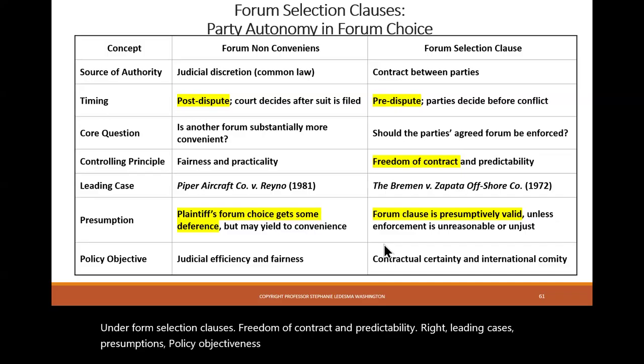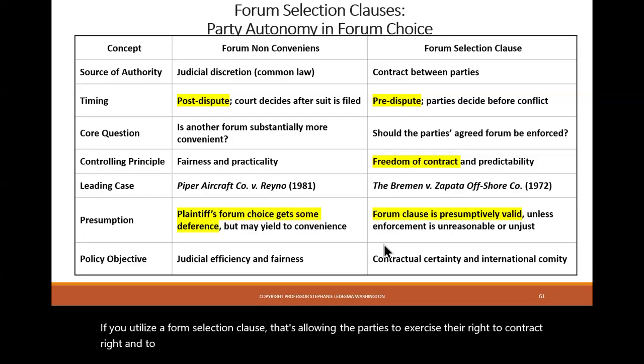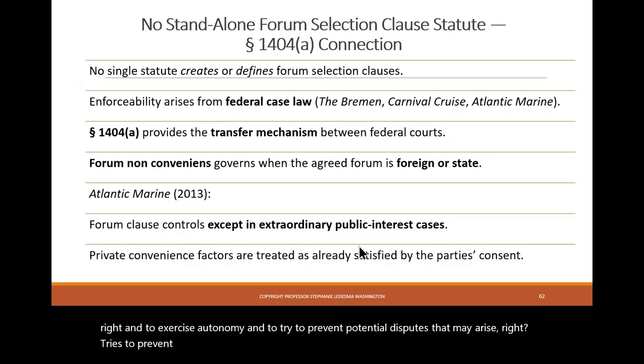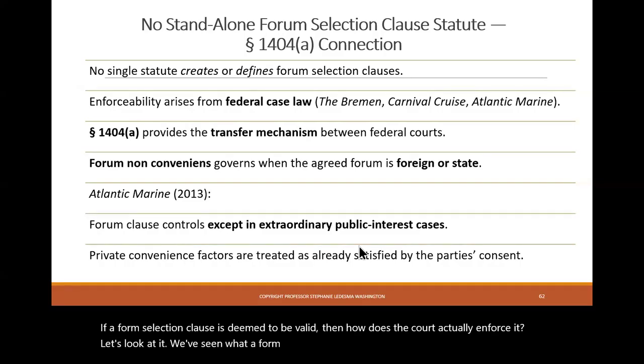So you see that if you utilize a forum selection clause, that's allowing the parties to exercise their right to contract, right? And to exercise autonomy and to try to prevent potential disputes that may arise, right? Tries to prevent it before it actually happens. If a forum selection clause is deemed to be valid, then how does the court actually enforce it? Well, let's look at it. We've seen what a forum selection clause is. It's a pre-dispute agreement by the parties on where they will litigate.